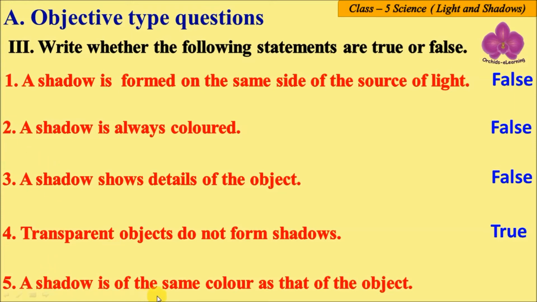Fifth one, a shadow is of the same color as that of the object. It is false. As I told you, a shadow is always dark or black. It doesn't have any color.